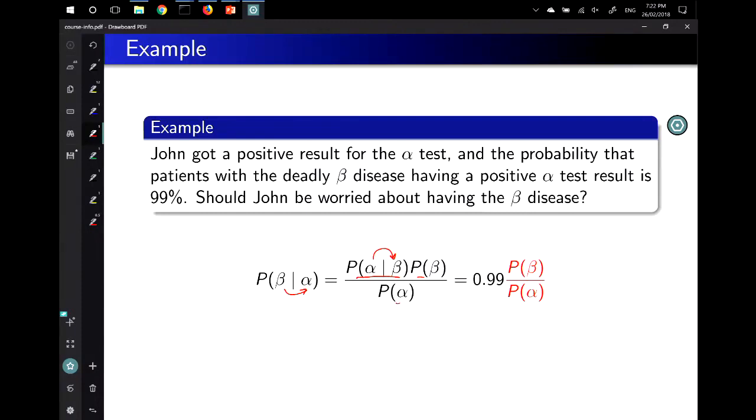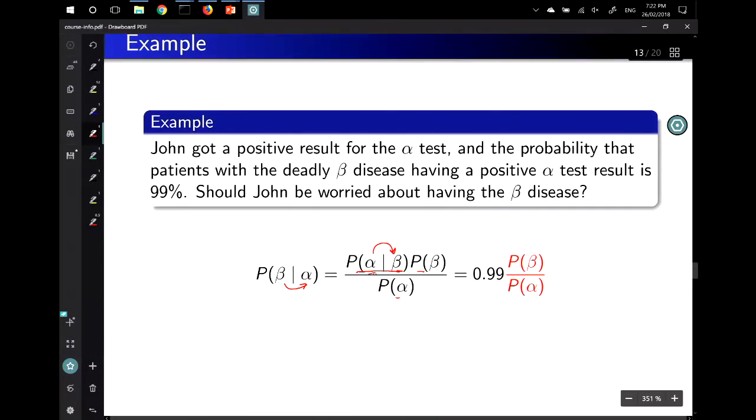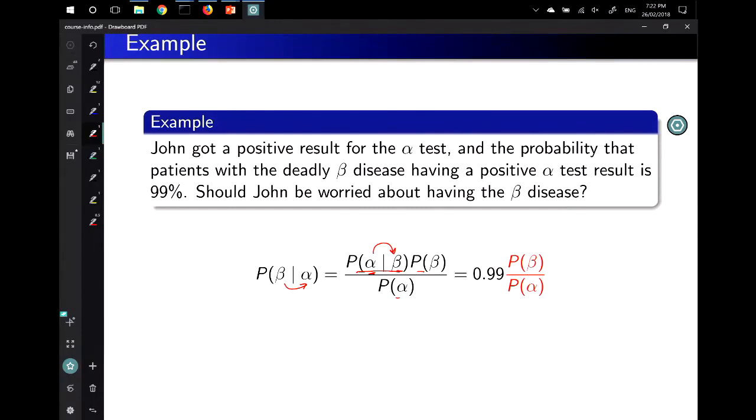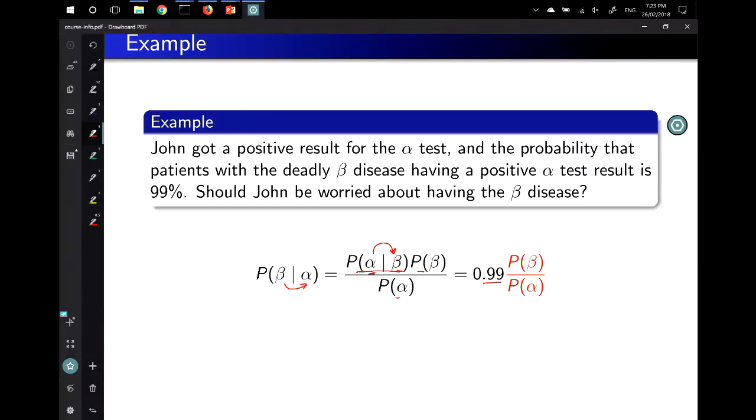This means that if you really do have this disease, this test is very accurate. Only 1% of people having this disease will not be detected, and 99% will. So this is 0.99. But the problem is that you have two other quantities, P(beta) over P(alpha), which are unknown. So you cannot fully determine the probability.